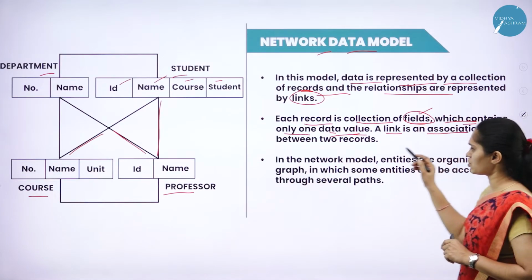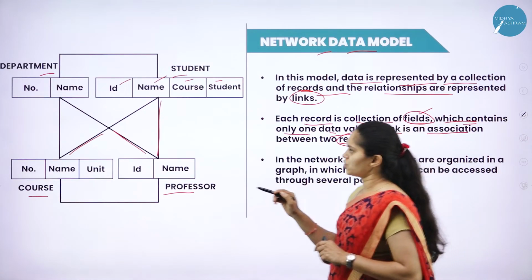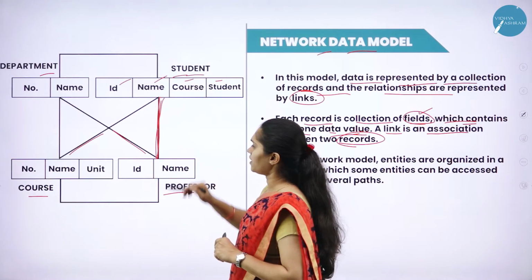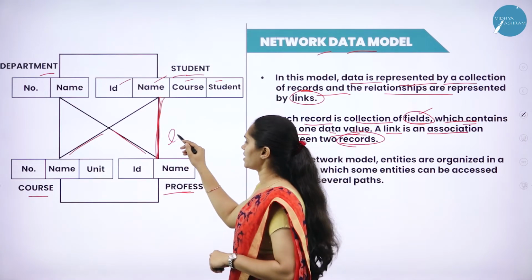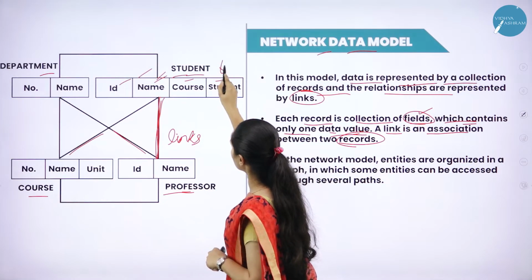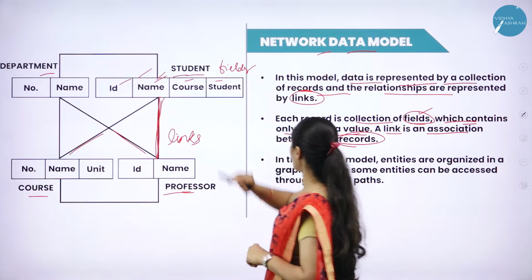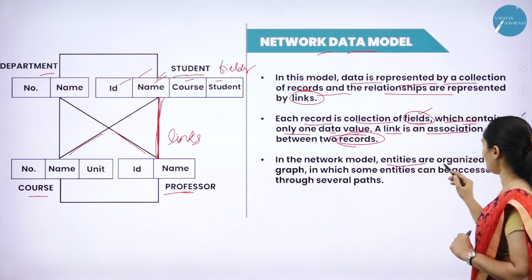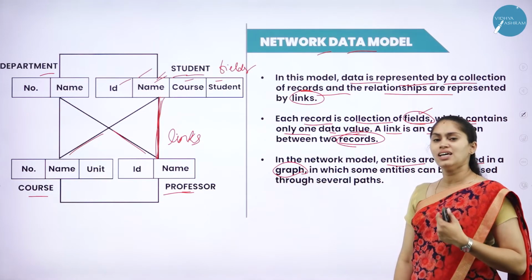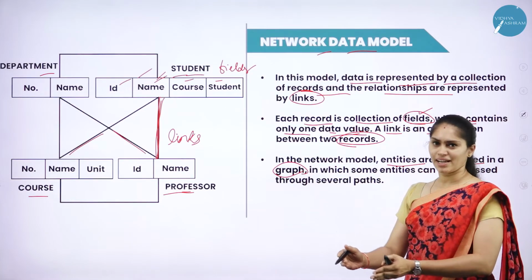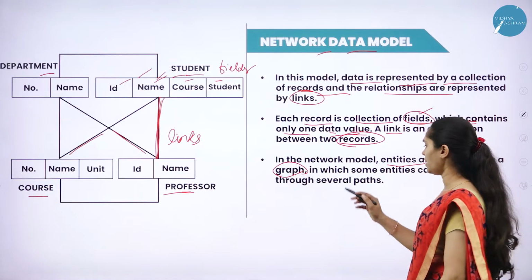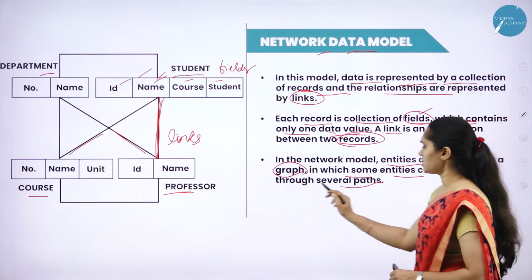And a link is an association between two records. If you consider this link, it gives an association or relationship between the professor and the student entity. So that will be considered a link. And these are the attributes or fields. In the network model, entities are organized in a graph. The hierarchical model is a tree-like structure with one-to-many relationships, but the network model has many-to-many relationships. That means some entities can be accessed through several paths.